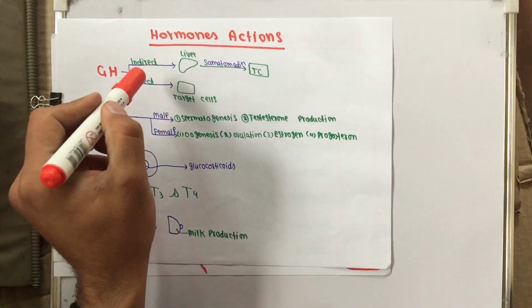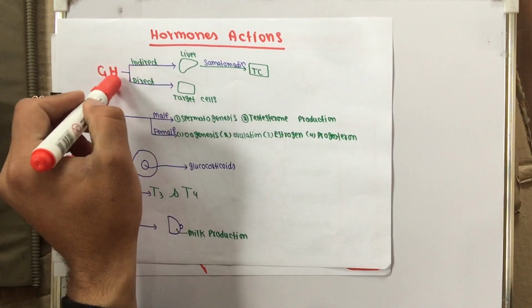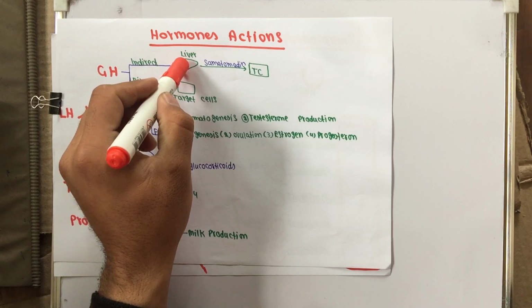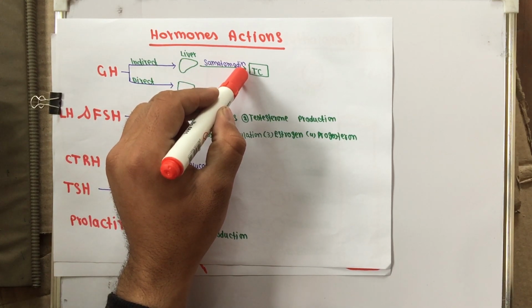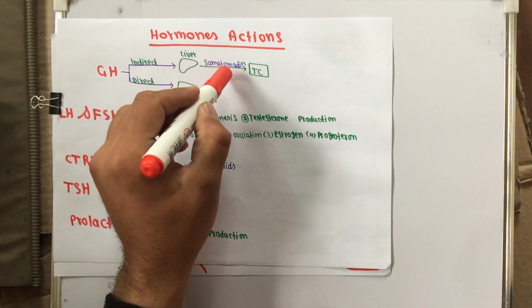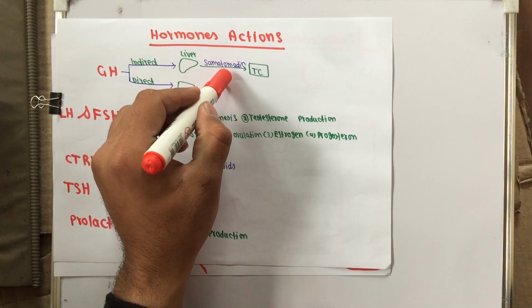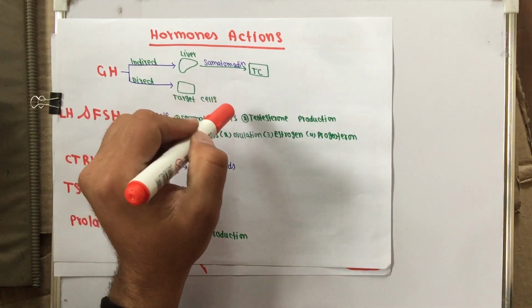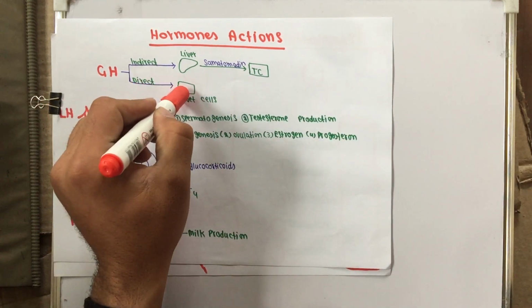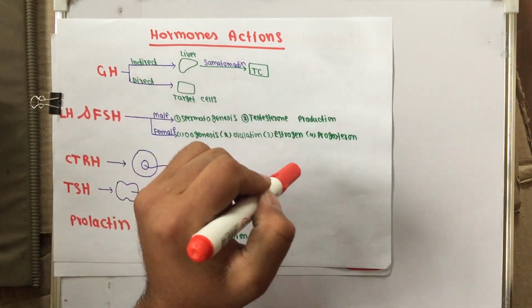In case of indirect action, first of all, growth hormone goes to the liver and acts on the liver cells and causes the release of somatomedin. Somatomedin is released by the liver, and then this somatomedin goes to the target cell. This is the indirect action of growth hormone. In case of direct action, it directly acts on the target cell.